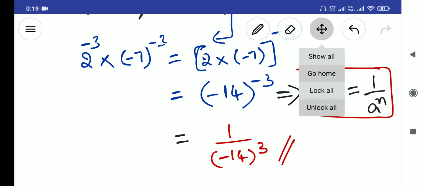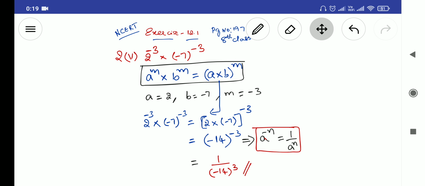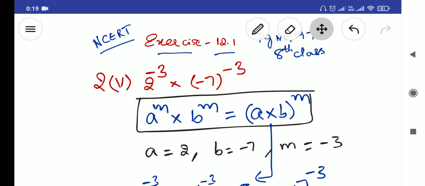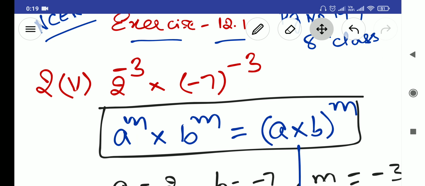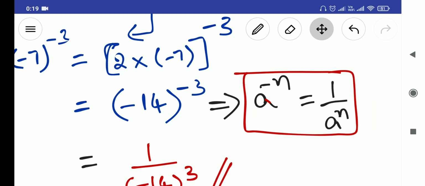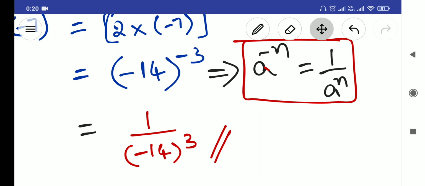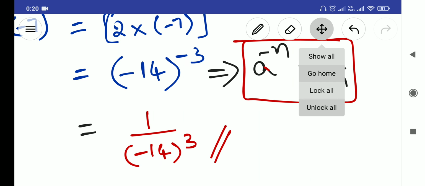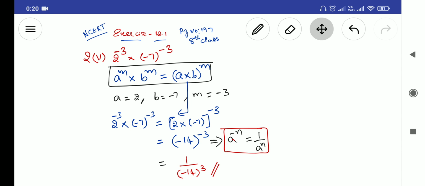Okay, so we should be careful while applying the laws of exponents. We have used two laws of exponents here: a power m into b power m in the first step, which becomes a into b whole power m, and again in the final step a power minus n. To make the power positive, we used a power minus n equal to 1 by a power n. Finally, minus 14 power minus 3 became 1 by minus 14 power plus 3. Minus 14 should be as it is; we should not change the base sign. If you are using this formula, only power minus 3 becomes plus 3. Okay, you should be careful with that. So this is about this bit.